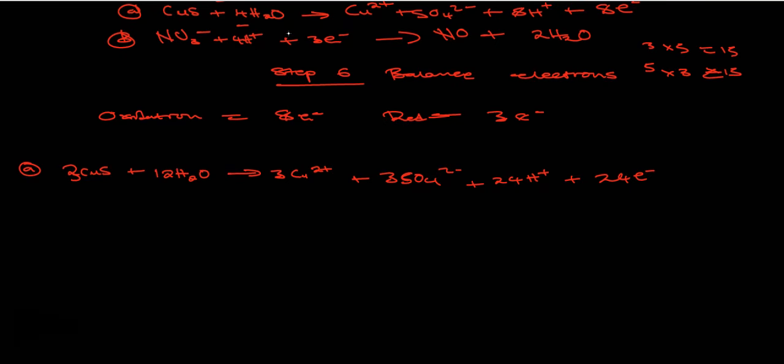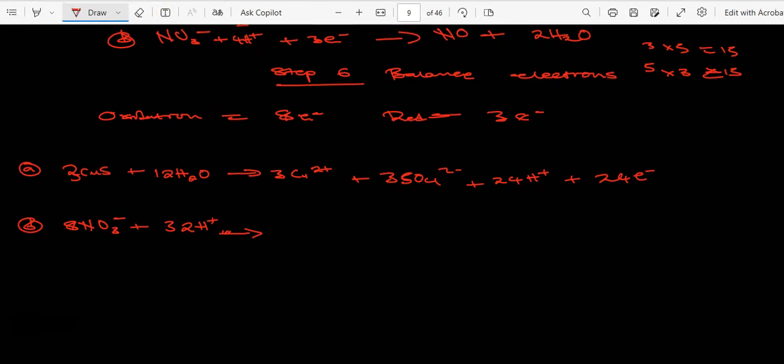By 8. So in our equation, this times 8, we have 8 nitrate ions. H times 4, we have 32 hydrogen ions. Oh, we also have electrons here. Let's multiply out.